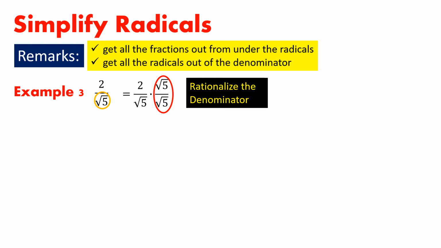Why is this allowed? When we do 2 all over square root of 5 times square root of 5 all over square root of 5, we have just multiplied 2 all over square root of 5 by 1 because anything over itself is equal to 1. Note that the result will still be mathematically equivalent to 2 all over square root of 5, but multiplying it by square root of 5 all over square root of 5 will change the way the answer is written. How? Look at the following solution.